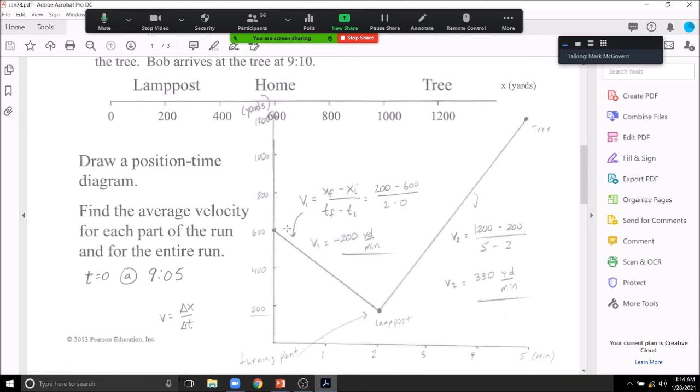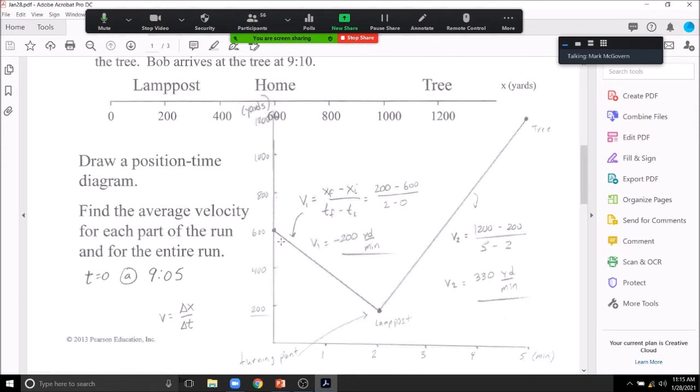And what we do is we're going from home to the lamppost in 2 minutes. So I draw a point at t equals 0 and x equals 600, and another point down here at t equals 2, and the x is going to be 200 here. And assuming that Bob is a steady jogger, constant speed, this line represents that person's motion, and then Bob turns around and goes towards the tree. So we draw another point for the tree, draw a line from that, and then we sit back and we admire the great work that we've done.